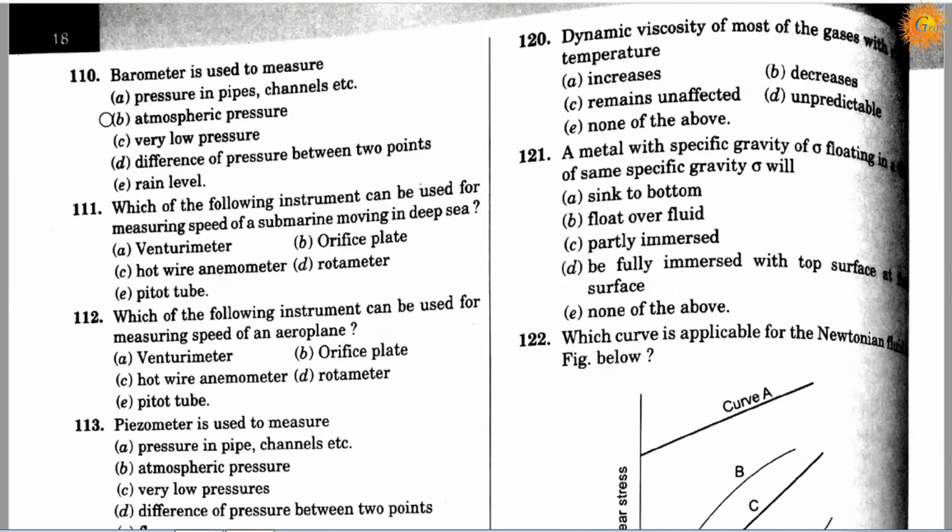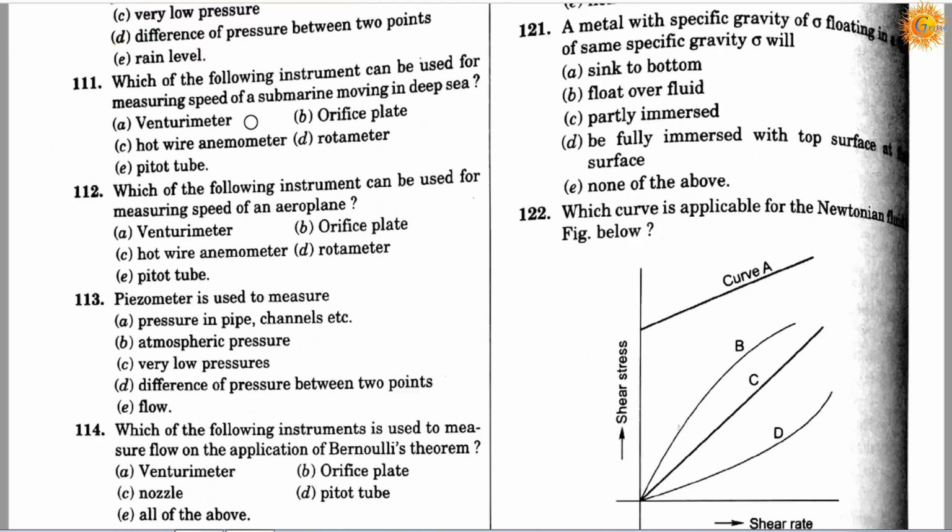Question number 110. A barometer is used to measure: option A, pressure in pipes and channels etc.; option B, atmospheric pressure; option C, very low pressure; option D, difference of pressure between 2 points; and option E, rain level. The correct answer is B, it's atmospheric pressure.